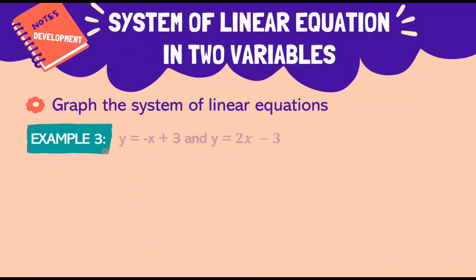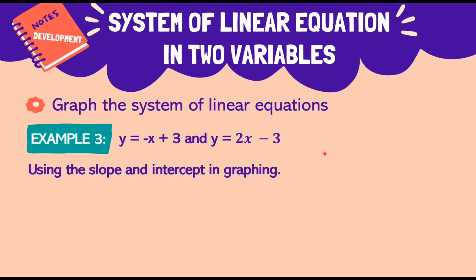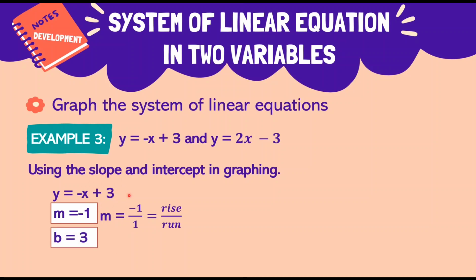We have example number 3. Our given are y is equal to negative x plus 3 and y is equal to 2x minus 3. So let us again, by the use of the slope and the y-intercept, we need to graph this. But before that, let us solve first for the slope and the y-intercept. So for our first equation, y is equal to negative x plus 3. So our slope now is negative 1. Ayan. And our slope written into rise over run, that is negative 1 over 1. Ang rise natin, negative 1. Ang run natin ay 1. Negative 1 divided by 1, that is negative 1. And for our y-intercept, that is equivalent to positive 3.